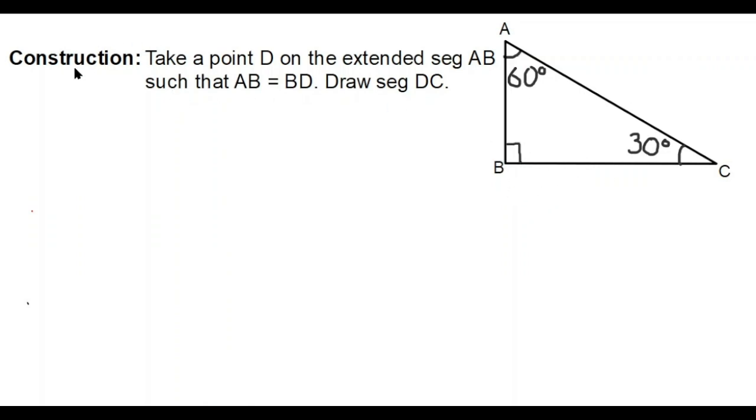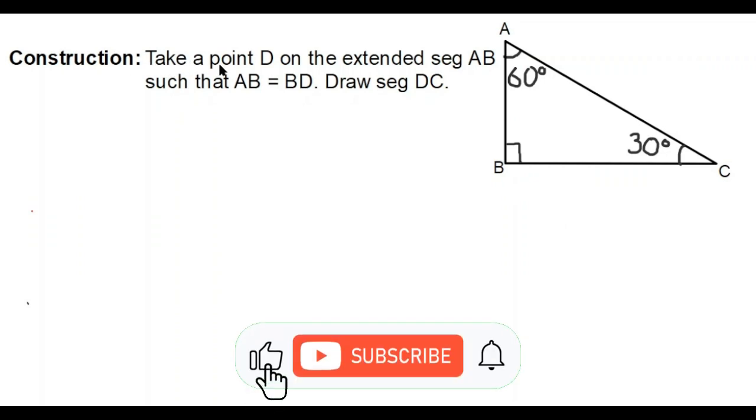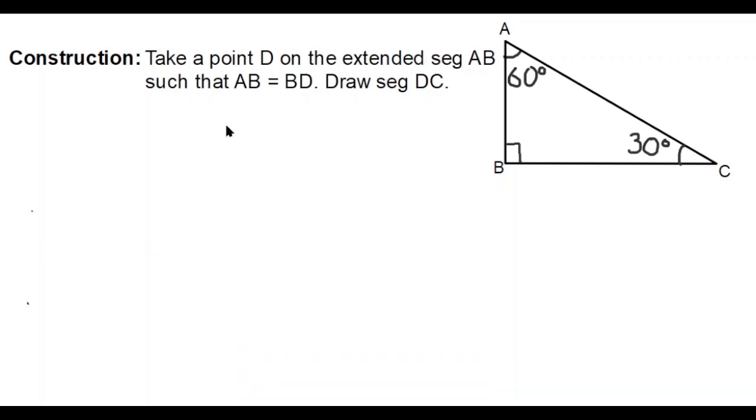So what we will do, we will add something in this figure. That is called construction. While proving a theorem, if you are adding something in the given figure, then it is called a construction. So here, the construction: take a point D on the extended segment AB such that AB is equal to BD.